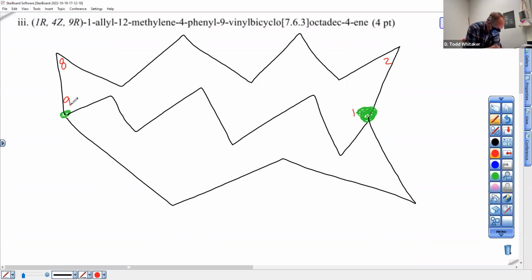And we're going to go up to number 12. So where's 10? Talk to me. Where's 10? In the middle. Yeah. 10, 11, 12, 13, 14, 15, and 16. I don't think we have to go up to 16. We did anyway. So how do you draw on 1 this allyl group?